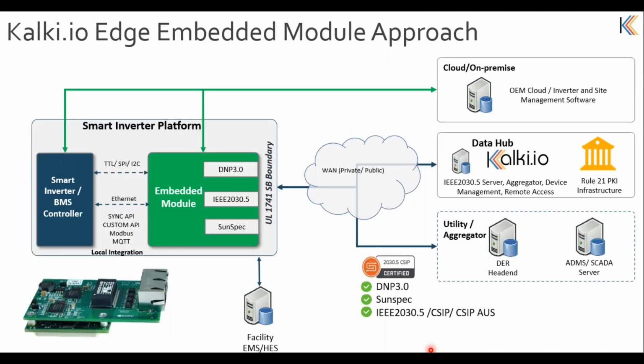Next, we can look at the embedded module-based approach. So the embedded module is hardware, a small PCB which goes inside the inverter platform, and this module can be integrated with the smart inverter platform through any of the serial or Ethernet interfaces. Could be TTL level signals, it could be SPI serial or I2C serial, or it could be an Ethernet-based interface as well. So if an inverter has any of these interfaces, it can directly integrate with the module through any of the pins available in the backend.